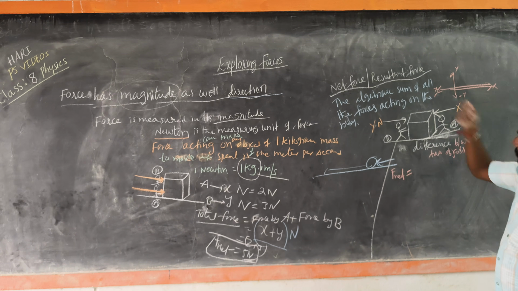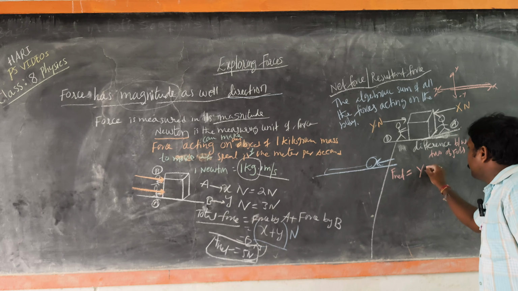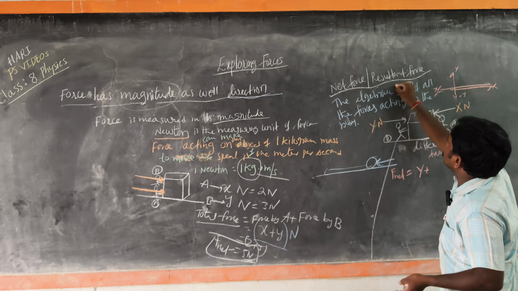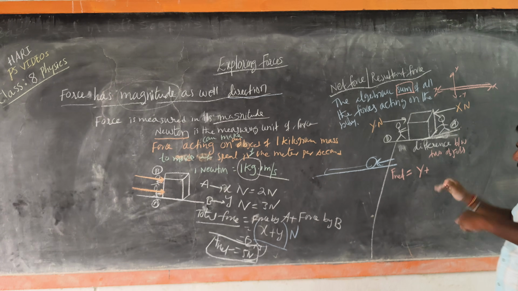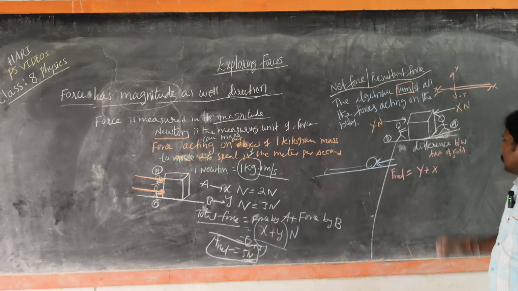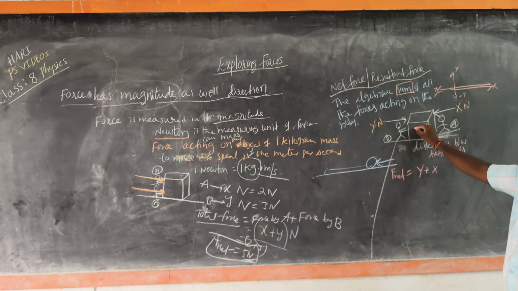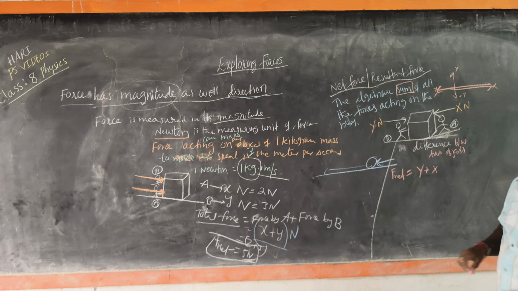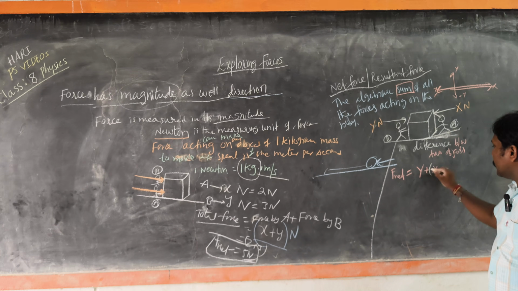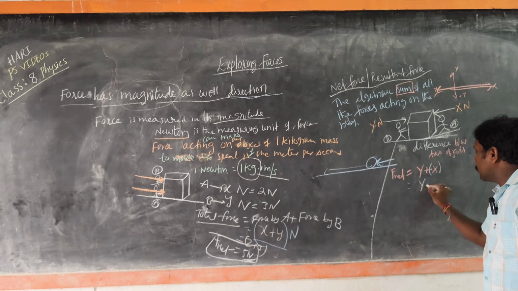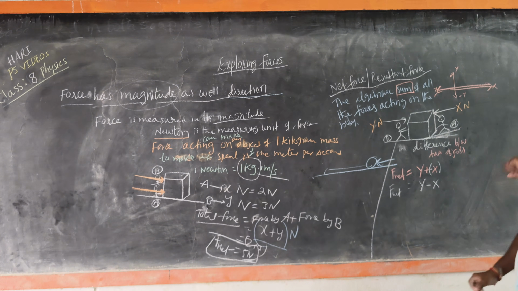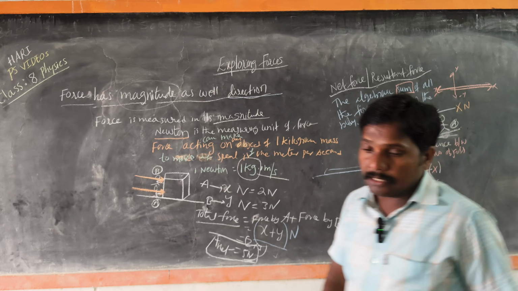So positive x axis, first we can take this y, plus is called sum, algebraic sum. Do not take directly minus. Then the other one, x: here x is acting on the box right to left, that means minus x axis. So we can write minus. So we can take y minus x. F net is equal to y minus x.